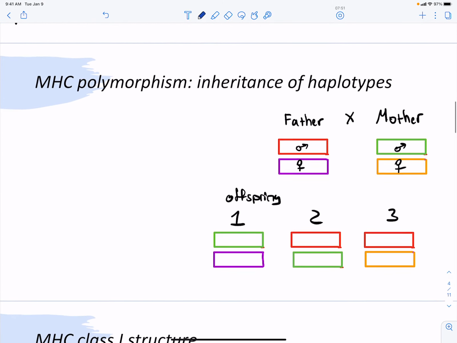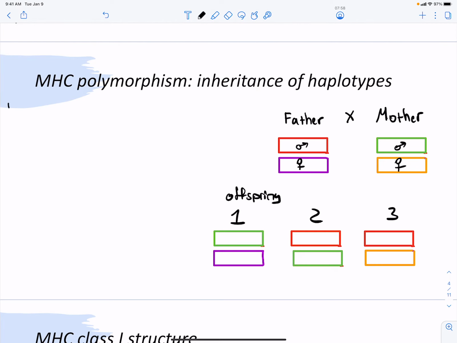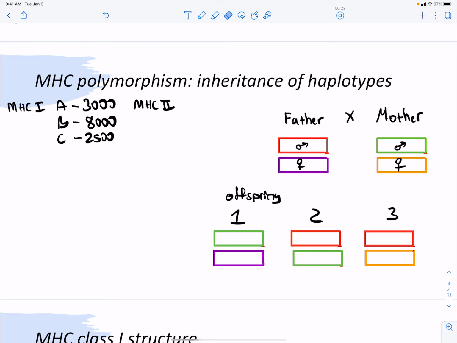Now, the next thing I want to talk about is MHC polymorphisms. If you look at MHC1 alleles, remember we had our A, B, and C. Our A has about 3,000 known haplotypes, or 3,000 known genes associated with A. B has about 8,000, and C has about 2,500 at the population level. Now, MHC class 2, we have our DP, we have our DQ, and we have our DR. DP has approximately 500, DQ has about 800, and DR has about 1,750.